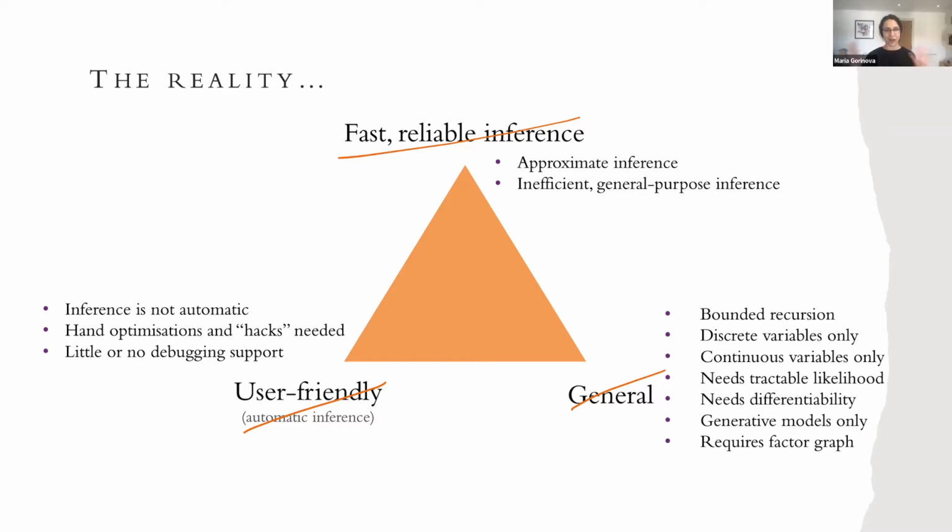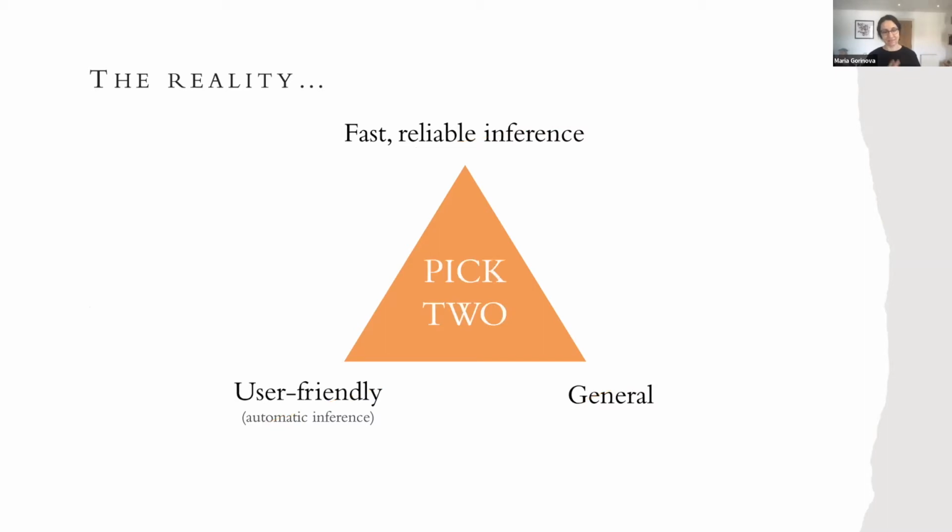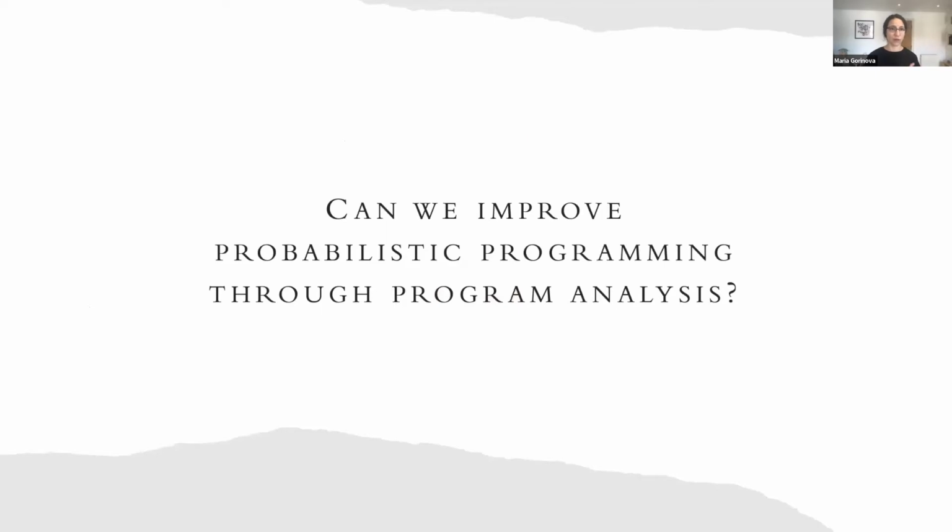So even though the dream is to have all three of these things, in reality, we're in a sad world where we need to pick at most 2 out of 3, or at least sacrifice in one axis or another. So the main question I looked at during my PhD was, can we improve probabilistic programming in one of those directions through program analysis? Can we take a probabilistic programming language that already exists and try to make it either more automatic or more general or faster?